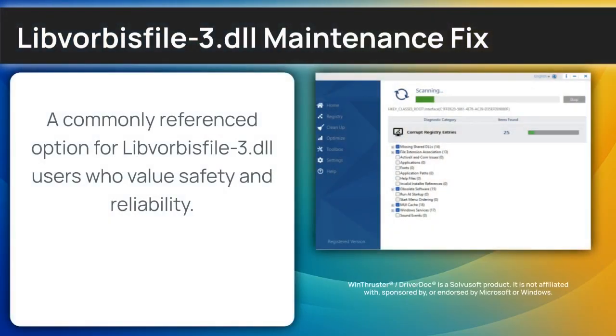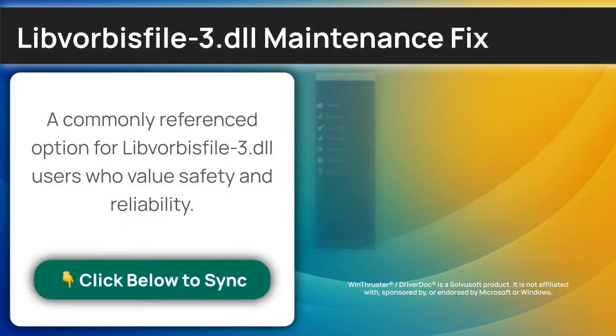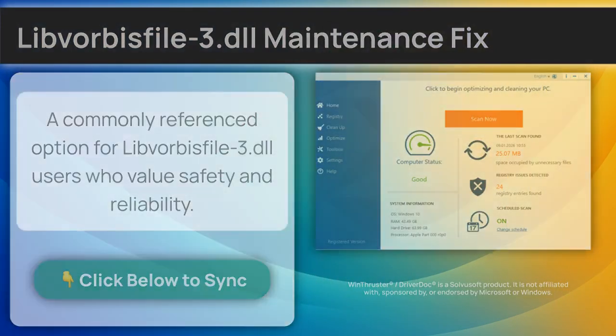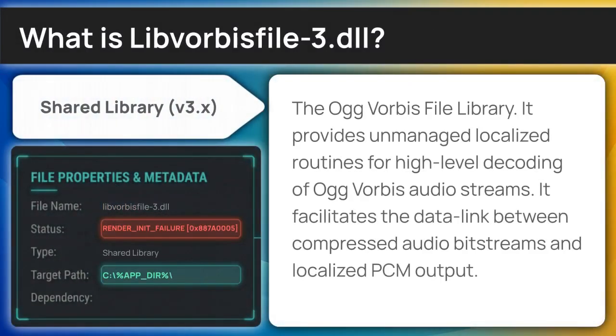To begin the walkthrough for libvorbisfile3, you can choose the manual path or use a resource designed for environment stability. This is libvorbisfile3, the Ogg Vorbis File Library. It provides unmanaged localized routines for high-level decoding of Ogg Vorbis audio streams. It facilitates the data link between compressed audio bitstreams and localized PCM output.